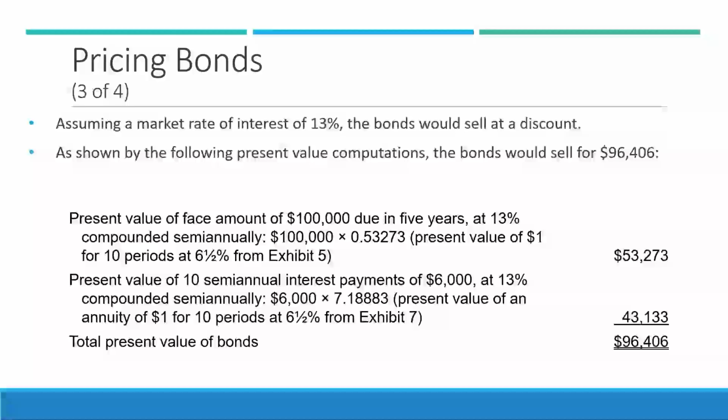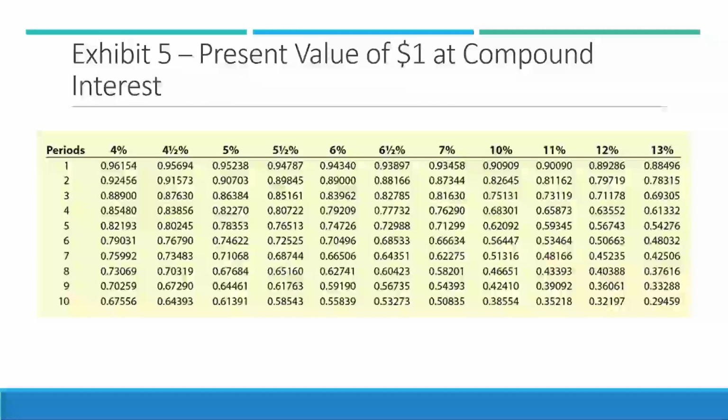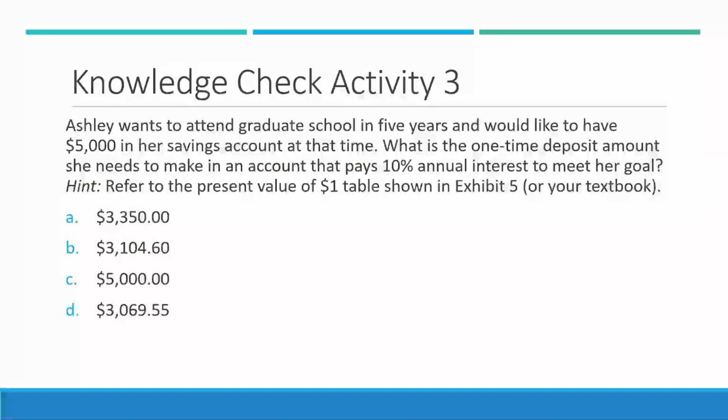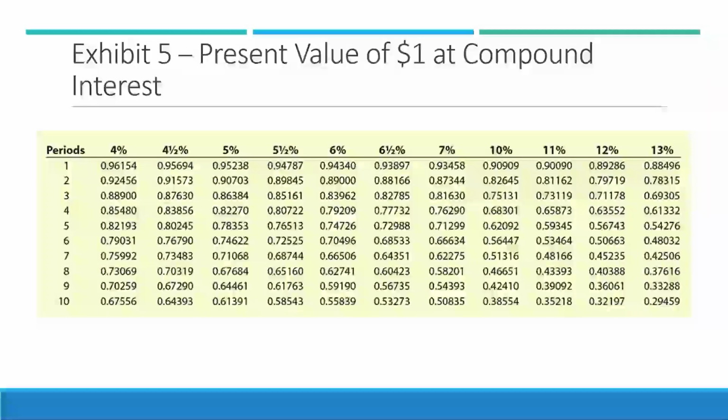would have to sell at a discount to make up for that, because we would be taking the $100,000 times the 13% factor. So if we took $100,000 multiplied by 6.5%, because 13 divided by 2 is 6.5%, 6.5% for 12 years is 0.53273, which is less than 0.55839.